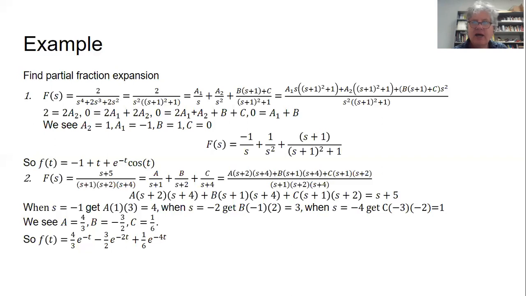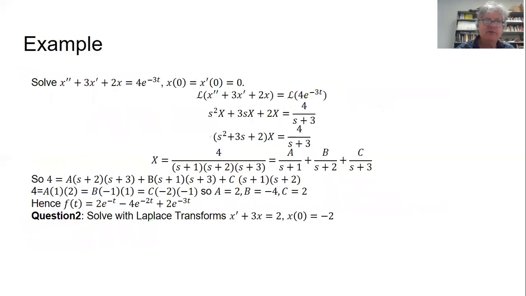And in this case, instead of just comparing coefficients, since they're equal, I can plug in s equals minus 1, and you see that the B terms and the C terms drop out because they're multiplied by s plus 1. And so we see that we get A times 3 equals 4. So that means A is 4/3. Plug in s equals minus 2, and the A and the C terms drop out, and we see that minus 2B equals 3. So B is minus 3/2, and similarly for C, we get C is 1/6. And so straight away we can write down what the inverse transform is.